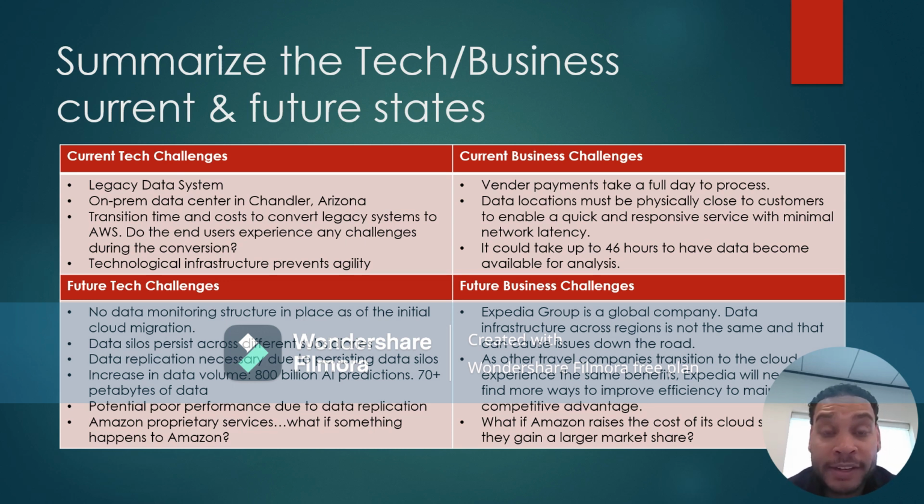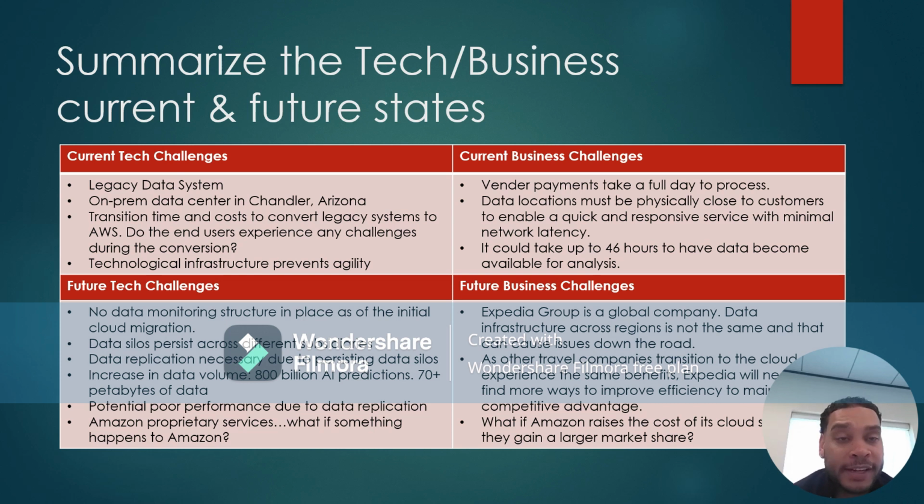And then some of the current business challenges. Number one was vendor payment. Not only did they have the timeout issues that their customers were facing, really their global customers, because they were so far from the physical data center, but with vendor payment, if it takes a full day to process, your money is coming slower, and in the business world, slow money is not good. And then for the data locations, in order to speed that up, they need to be more physically close to their customers. And then also, it just took too long for the data to become available for their analysts to analyze. So that 46 hours was going to be a problem.